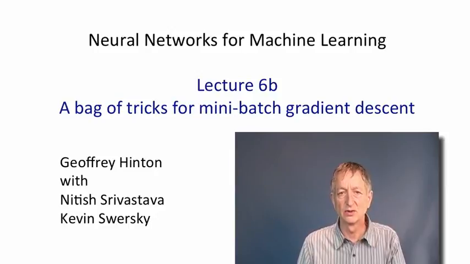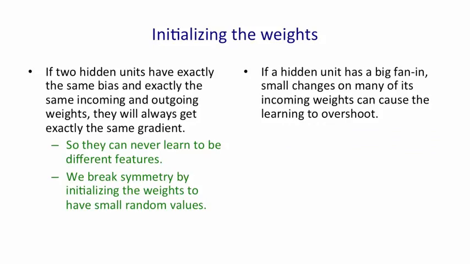In this video, we're going to look at a number of issues that arise when using stochastic gradient descent with mini-batches. There's a large number of tricks that make things work much better. These are the kind of black art of neural networks, and I'm going to go over some of the main tricks in this video. The first issue I want to talk about is initializing the weights of a neural network.